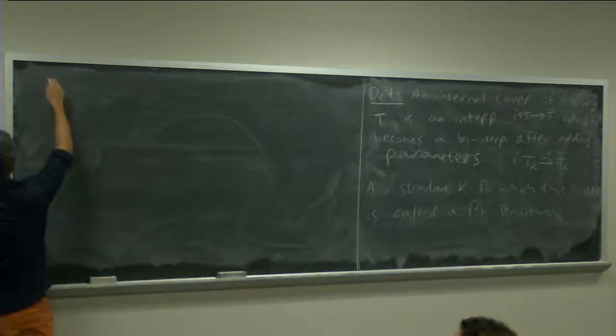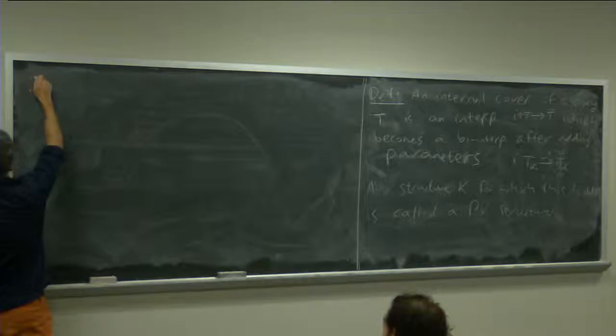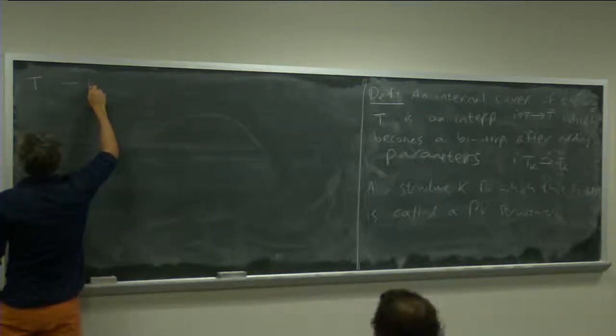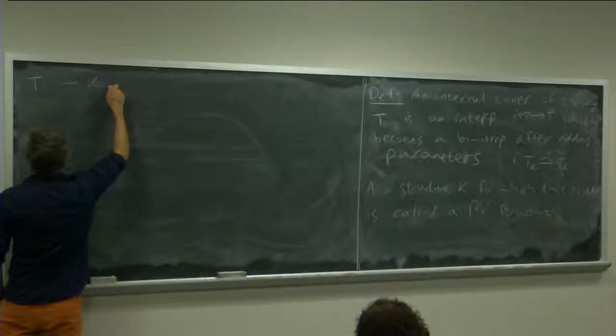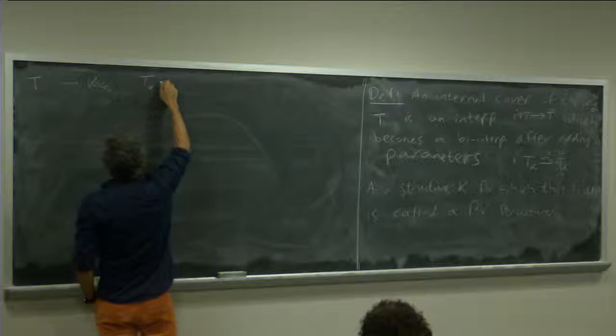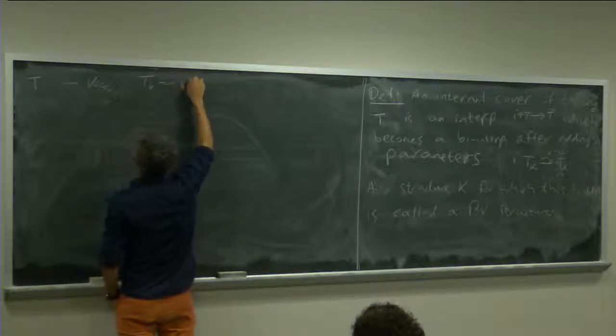Right. So if you want the dictionary, what did we have? We have T corresponds to Vec C, okay. And then T_K corresponds to Vec K.